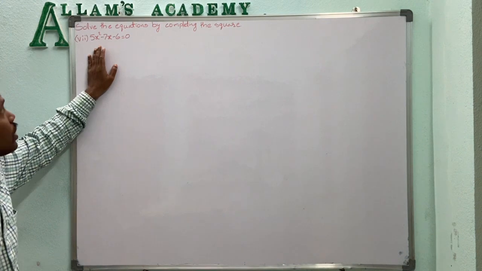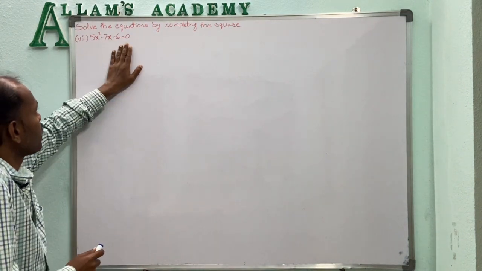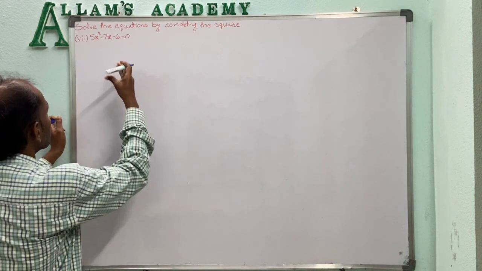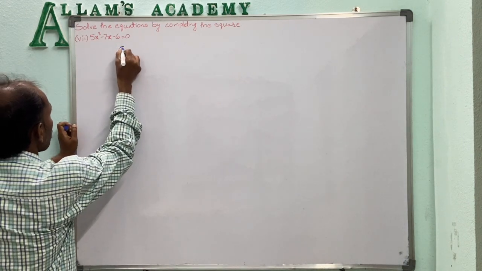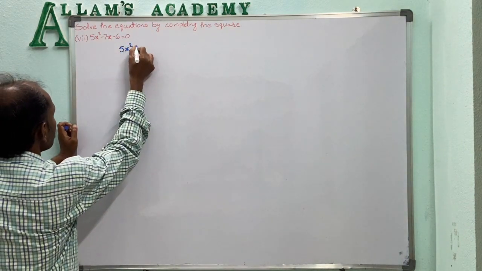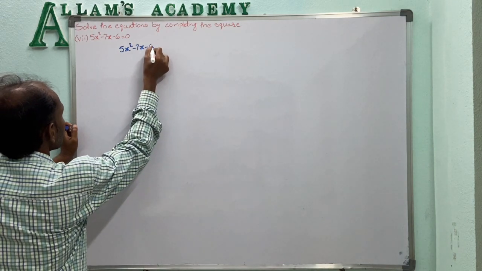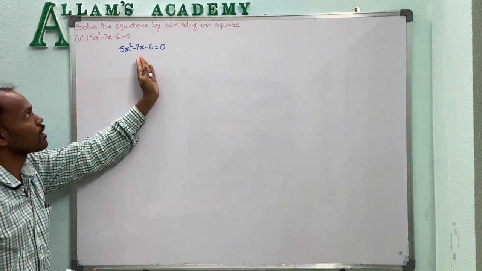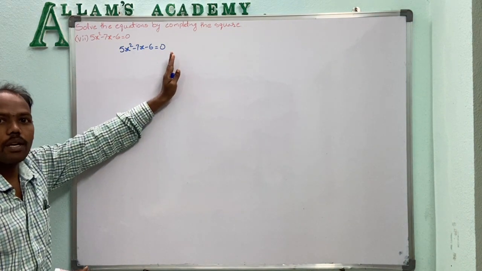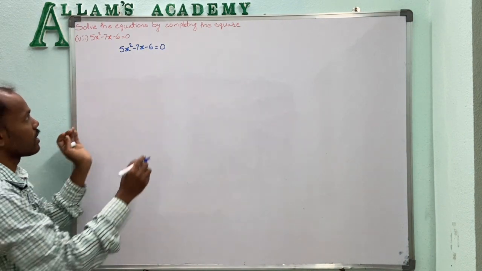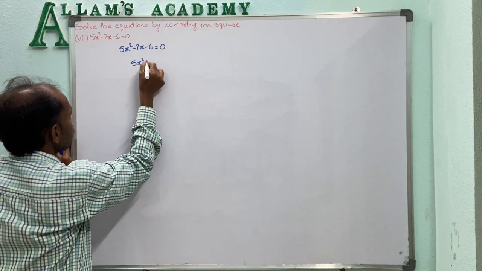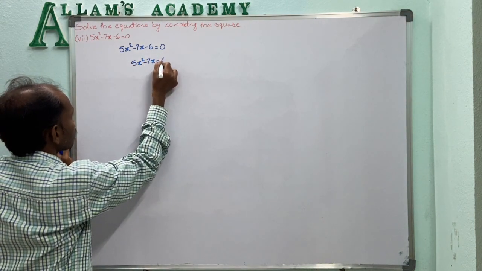Another problem is 5x² - 7x - 6 = 0, solved by the completing the square method. So 5x² - 7x - 6 = 0. Now here the constant term is -6. That -6 is transferred to this side as +6, and 0 + 6 is 6. So 5x² - 7x = 6.